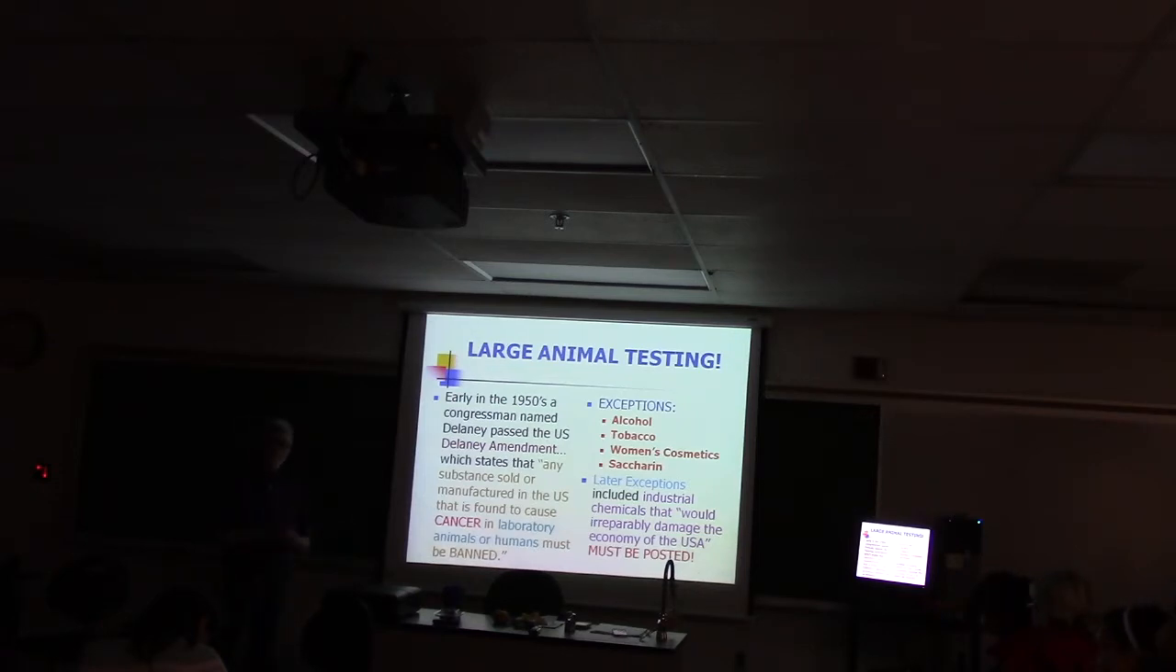So anyway, what did this amendment cause? It meant that every product in the United States had to be large animal tested. Because it says that anything that's known to cause cancer in laboratory animals or people. So my father was a polluter of the universe. His job was he designed herbicides. These are plant poisons that when you plant a crop, you spray it at the same time. And the corn comes up, but no weeds come up.